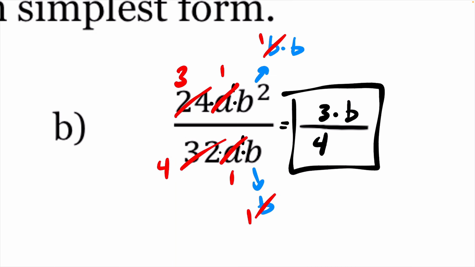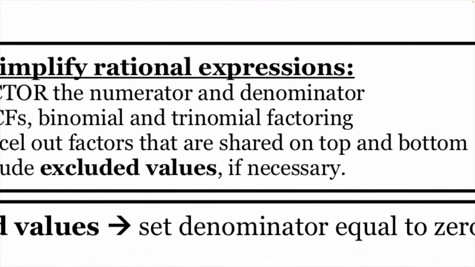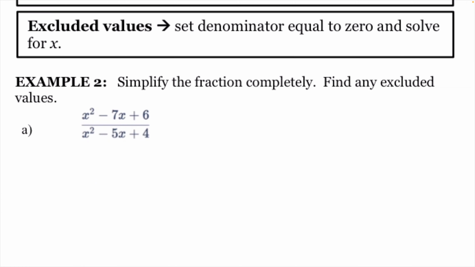So now, what else do we have besides monomials? Well, we have binomials and trinomials. That's what we're going to spend the rest of our time doing. Okay? So here are the steps, and then excluded values. But let's just do the problem because I think you guys will find it familiar. Okay? So we have a fraction. I have a numerator and I have a denominator. The numerator, because it says simplify, the numerator is x squared minus 7x plus 6. The denominator is x squared minus 5x plus 4.